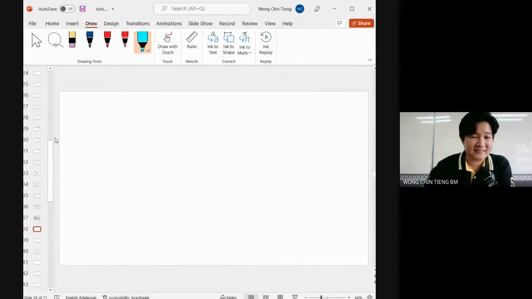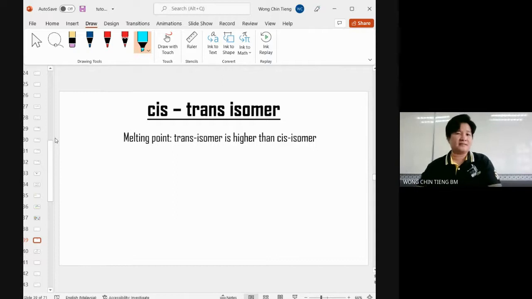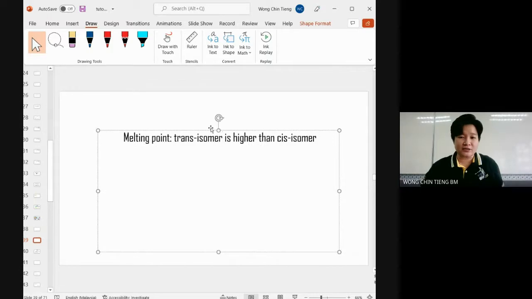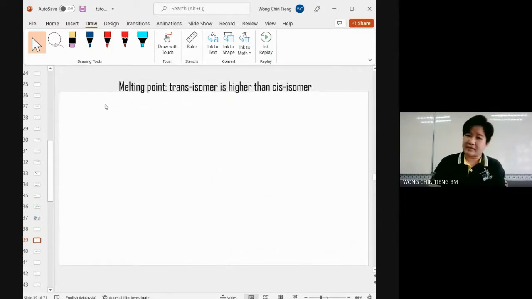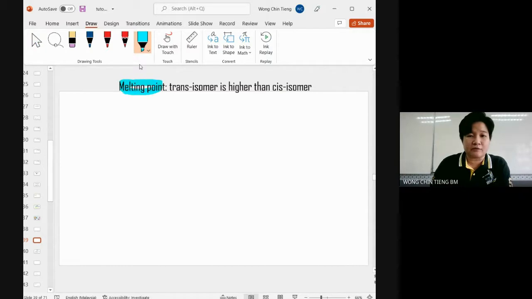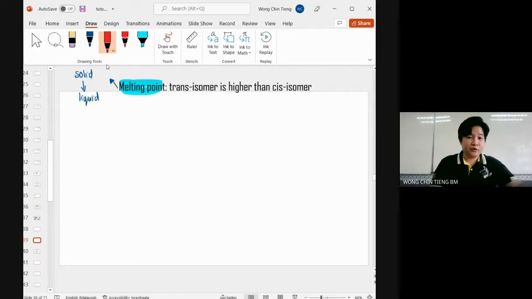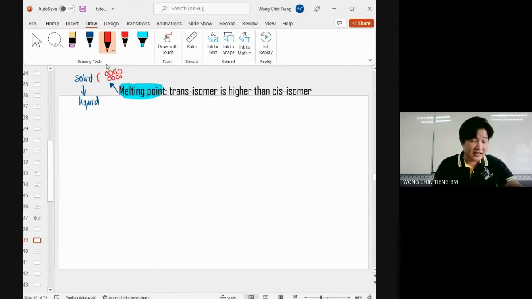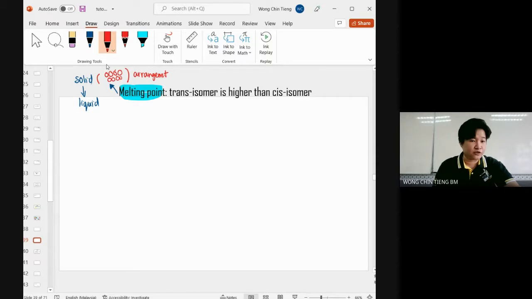Okay. Next. Trans. Why trans isomer melting point is higher? Same thing. We will start off with what is melting point. Apa perubahan fasa dia? Melting point is talking about solid changing to liquid. Setuju? And I hope you remember solid cara dia susun. Dia kan susun rapat macam tu kan? So apa yang kita nak tengok di solid adalah arrangement. Kita nak tengok dia susun macam mana.